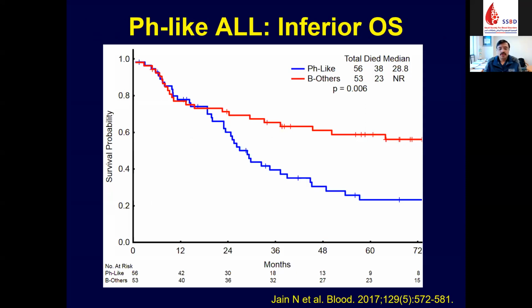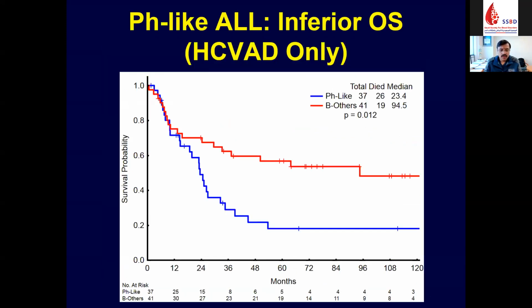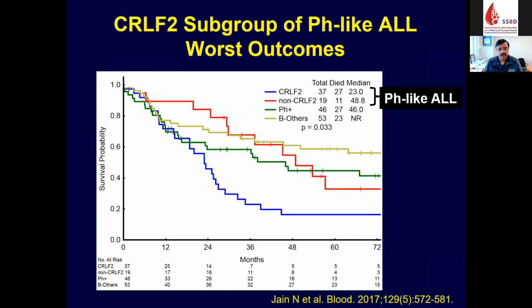And that then correlates with outcomes. So this is patients segregating PH-like versus B others. All these patients received frontline induction therapy at MD Anderson. And as you can see, the curves are nicely separating out. In this study, some patients got a pediatric regimen, some patients got hyper-CVAD regimen. So if we just look at hyper-CVAD to compare equally between the two genomic subgroups, as you can see, the curves are again very nicely separating, with PH-like ALL doing worse on hyper-CVAD.